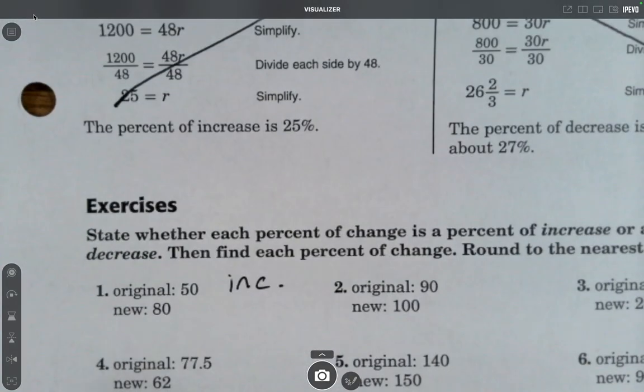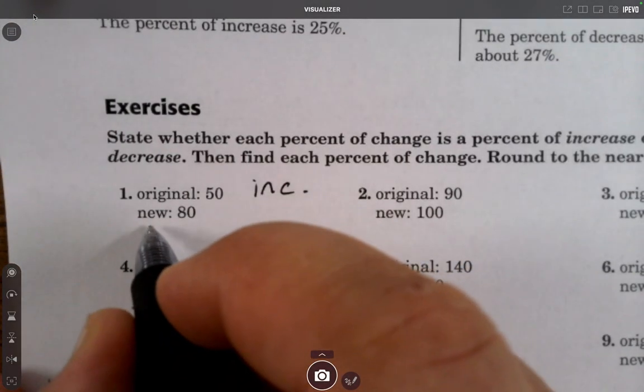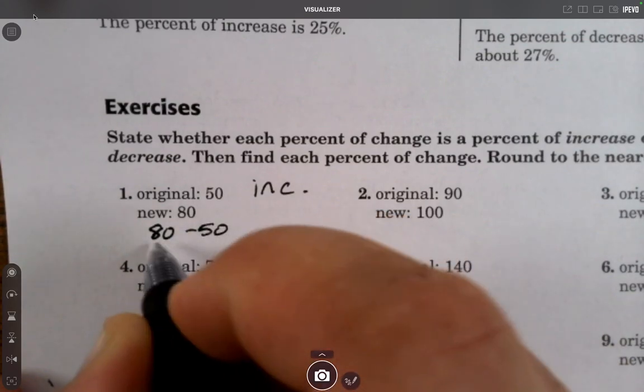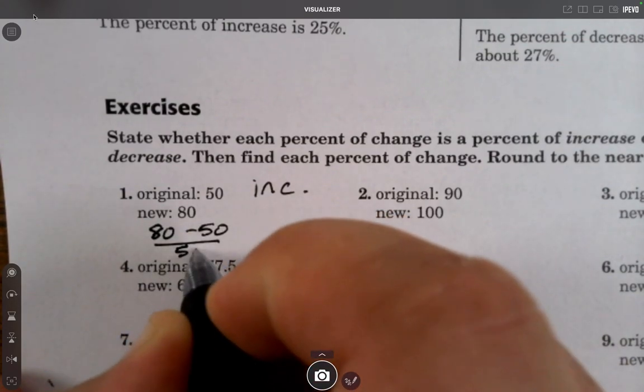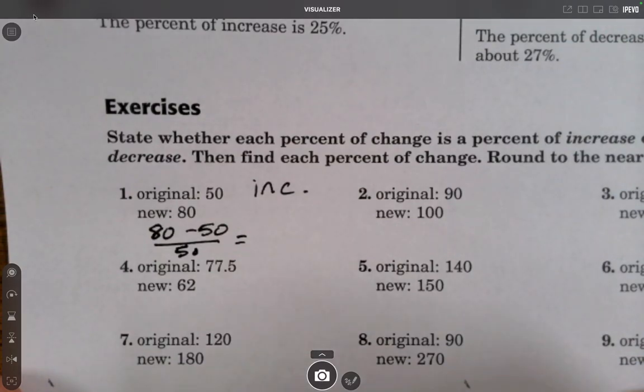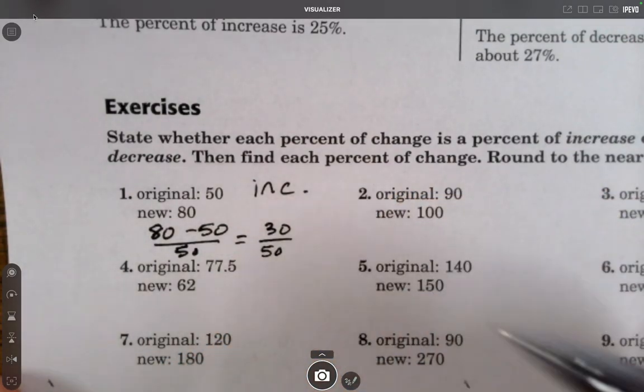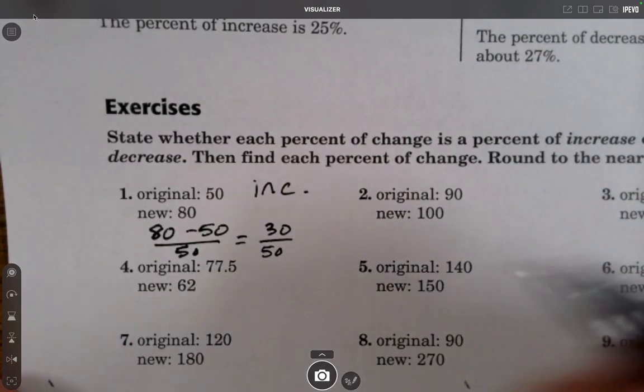That's not hard. Now to figure out the percent of the increase, that's where you use the new minus old over old. So I take the new price minus the old price, all divided by the old price. 80 minus 50 is 30, divided by 50. You do that in the calculator, you'll get 0.6.